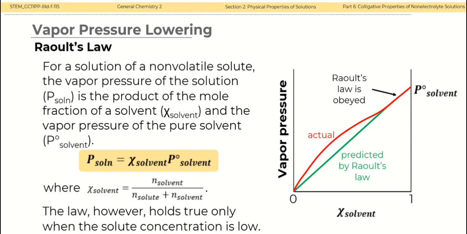For a solution of a non-volatile solute, the vapor pressure of the solution is the product of the mole fraction of the solvent and the vapor pressure of the pure solvent. By looking at the graph, the observed vapor pressure of the solution is predicted by Raoult's law when the mole fraction of the solvent is high or the solute concentration is low. This means Raoult's law holds true only for dilute solutions.